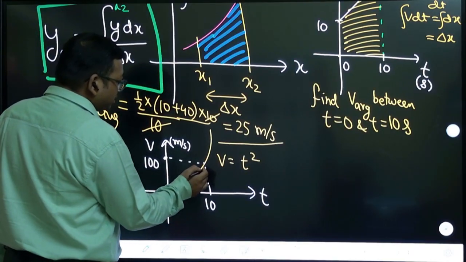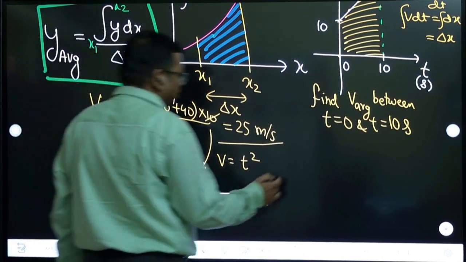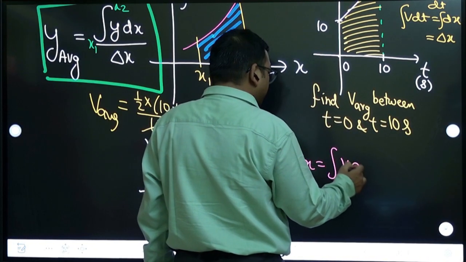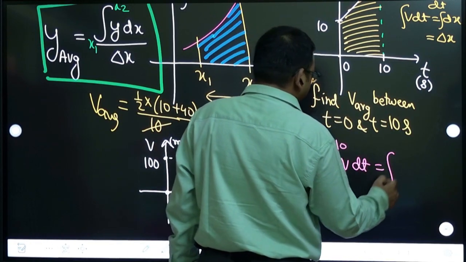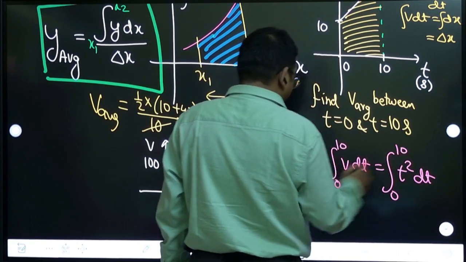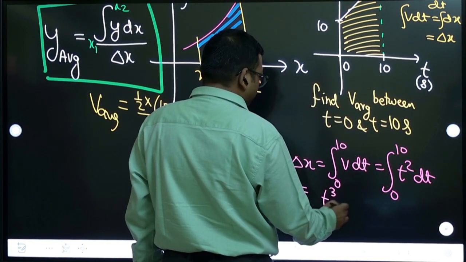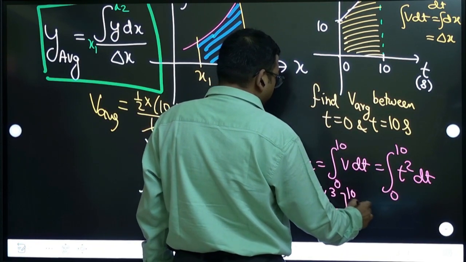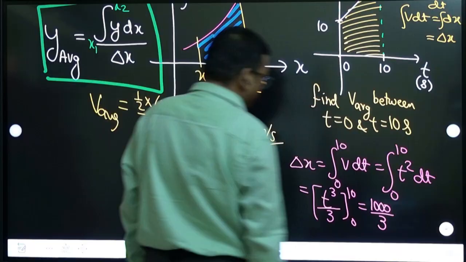What will be the area under this graph now? You know integration? Come on, do it. Displacement will be the area under this graph, the area under the velocity time graph from 0 to 10 seconds. Velocity is t square. T square integration is t to the power 3 by 3, and it will go from 0 to 10. So it will become 1000 by 3.